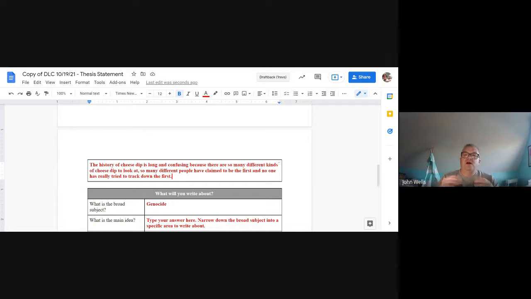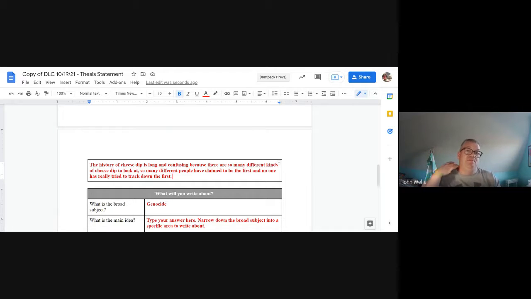And so notice what I've done with my thesis. I've given the reader a sense of what we are getting ready to read: oh, the history of cheese dip. Now, I've also created a mental path for my reader, right? As my reader is going through this, the first thing they're going to read about is the different kinds of cheese dip. And when I start moving into the next thing, about how many people and who has claimed to be the first, I can mentally tick that off, like we're a third of the way through. When I get done with that, I'm two thirds of the way through. And so I create this path for me.